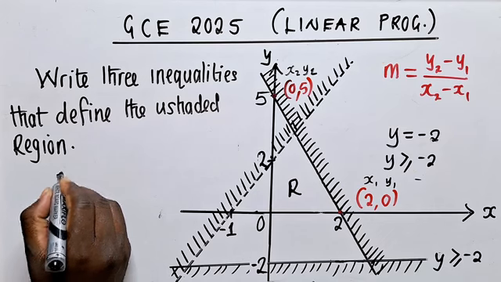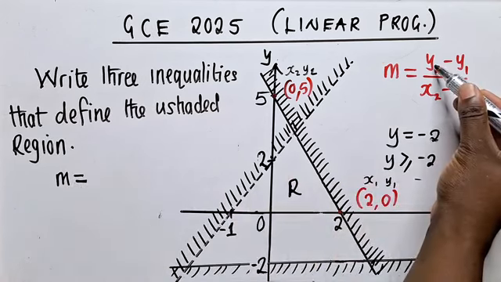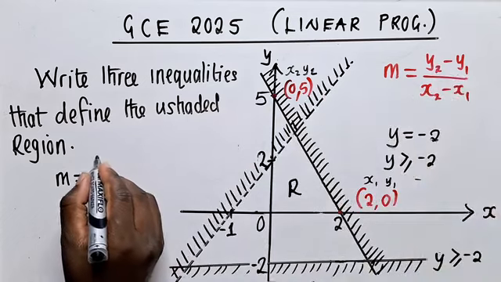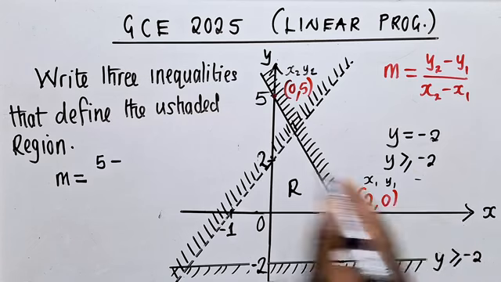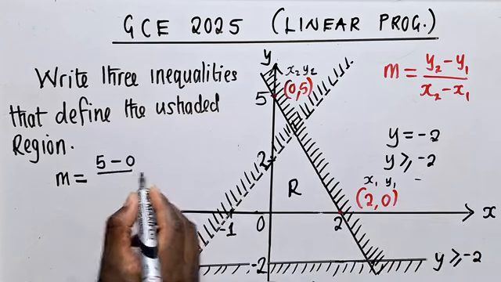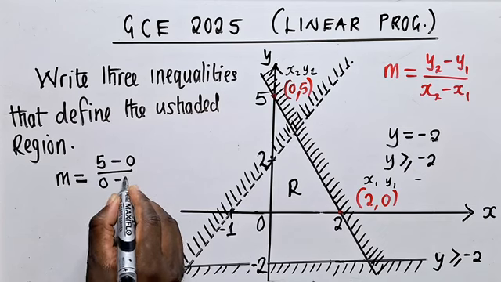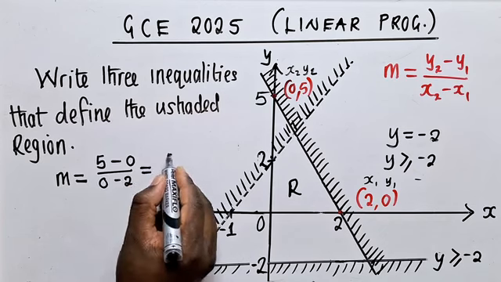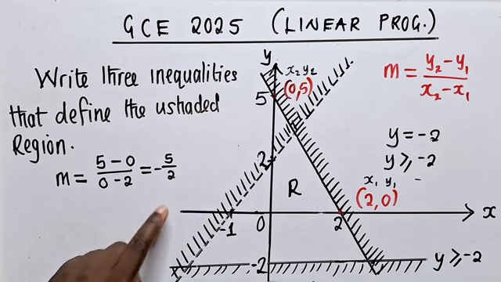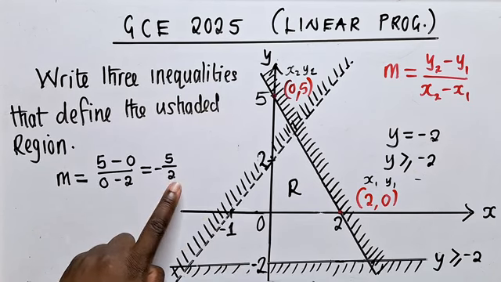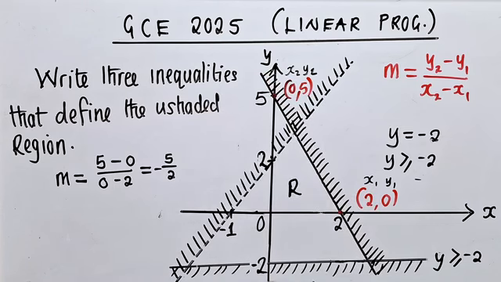So I can say m, which I'm looking for, is equal to y2, which is 5, minus y1, which is 0, over x2, which is 0, minus 2. When we simplify, this comes out as -5 over 2. So our gradient, or the slope, is -5 over 2.